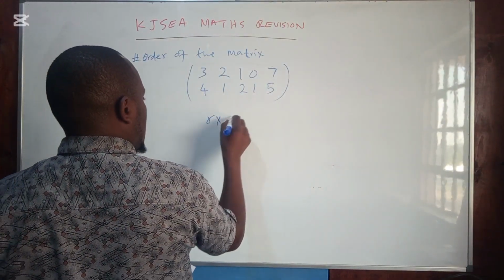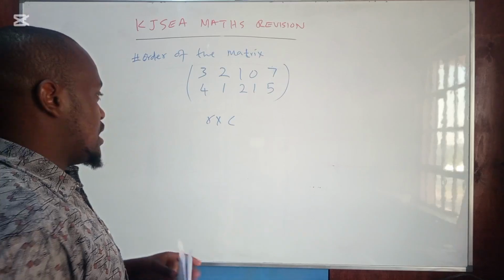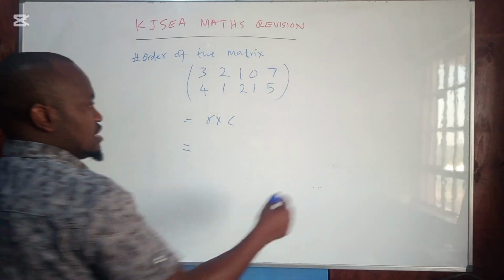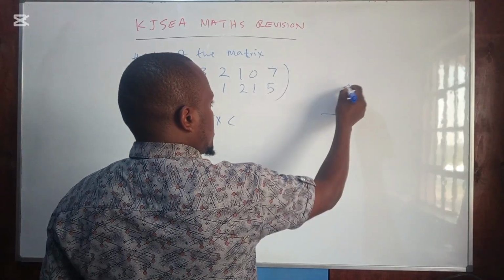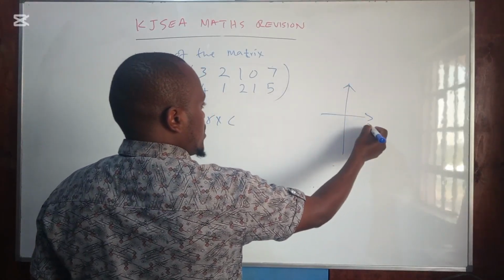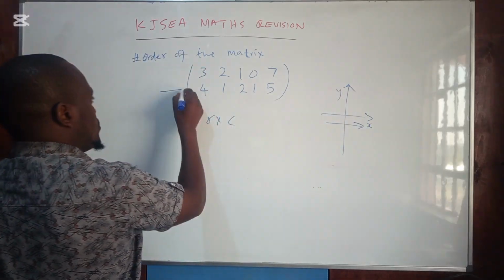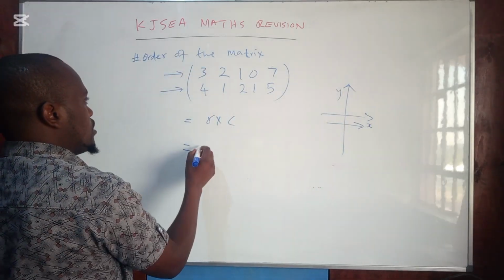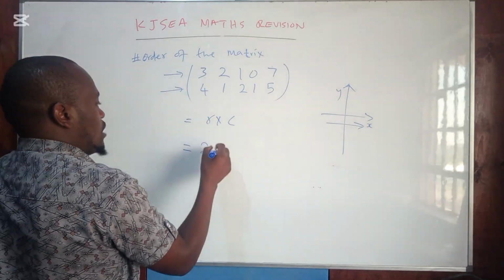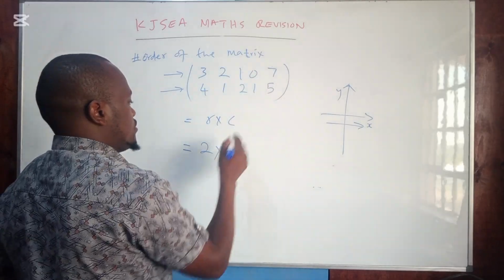rows times columns. The number of rows times the number of columns. Just that. And I illustrated it when you were saying about equation of a straight line and mentioning a point, we start with x, then y, going this way. And also rows are this way. So this order is 2, then times columns. How many columns do you see? 1, 2, 3, 4, 5.